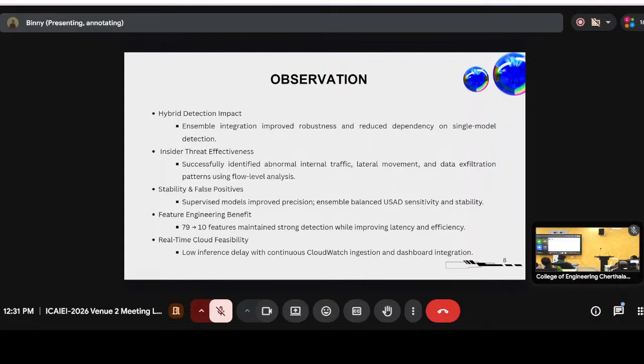So for the observation part, what we have seen was the ensemble model gave us the maximum accuracy, and we have successfully identified abnormal internal traffic using flow-level analysis. The supervised model improved the precision because it has higher precision, and USAD had a little bit more sensitivity, so the ensemble balances between them. For feature engineering, we reduced the features from 79 to 10 and engineered some additional features. And finally, low inference delay with continuous CloudWatch ingestion and dashboard integration. So that is our observation slide.